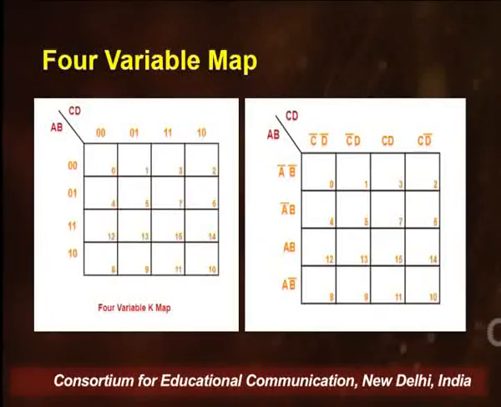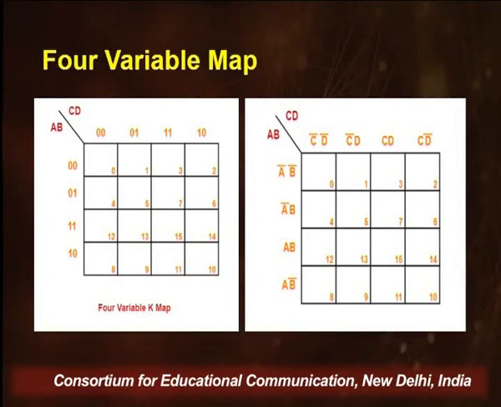Now let's look at a 4-variable map. This is how a 4-variable map looks. You can take A, B, C, D on one side. You can either represent it by 00, 01, 11, 10, or if you find that more comfortable, as A dash B dash, A dash B, AB and AB dash. The positions of the cells remain the same, row-wise: 0, 1, 3, 2; 4, 5, 7, 6; 12, 13, 15, 14; and 8, 9, 11, 10.